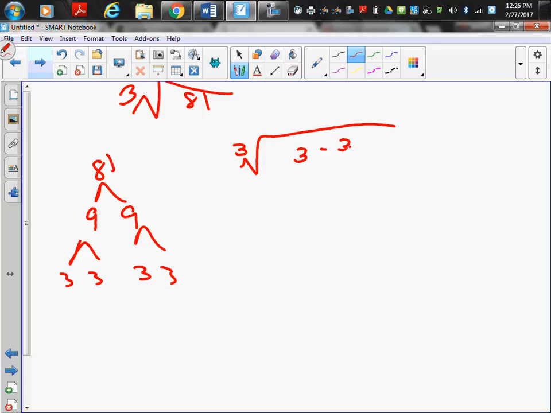1, 2, 3, 4. All right, so this tells me I need how many of them? 3. So 1, 2, 3 of them come out. Got to have 3 before you can pull it out. And you do the same. And what's left inside? A 3. So your answer to the cubed root of 81 is 3 times the cubed root of 3. So if there are numbers left underneath your radical, they stay there.